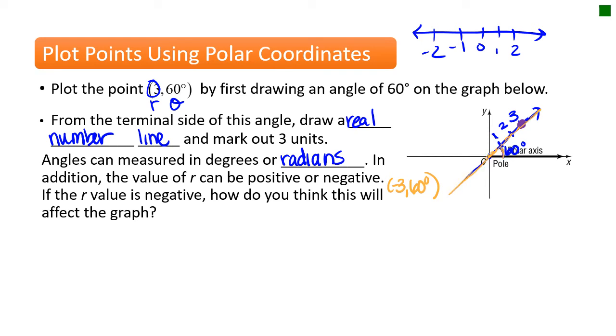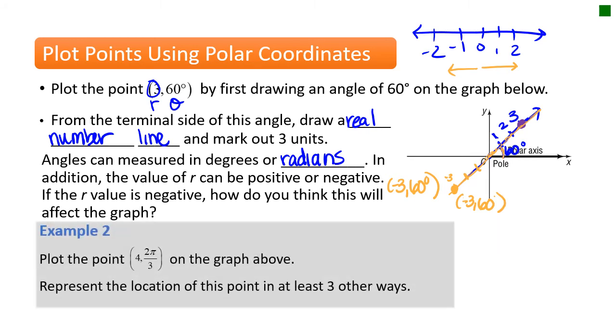So there's your 60 degrees. But now instead of going in the positive direction on the real number line, we're going to go in the negative direction. So this would be like -1, -2, -3. So that's going to put this point right here. In other words, another way to look at it is it reflects it 180 degrees or pi.